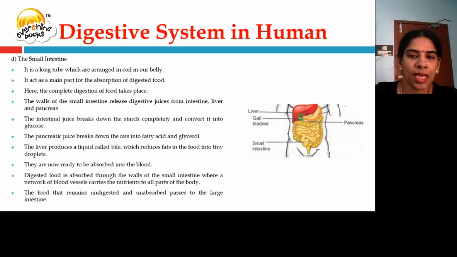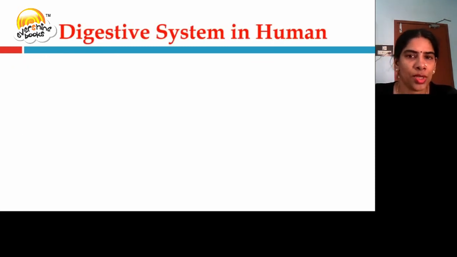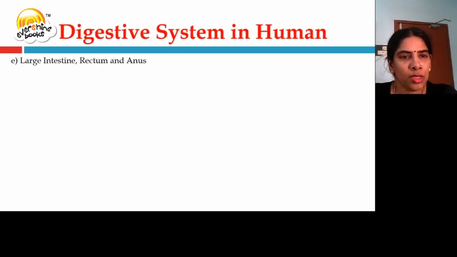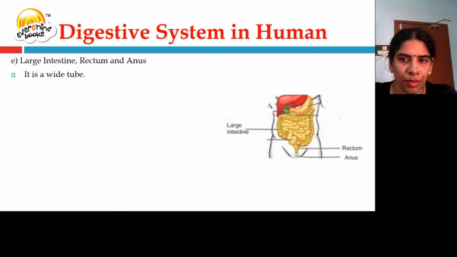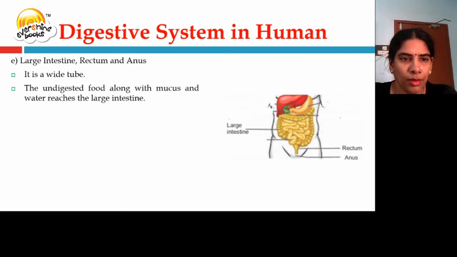The food that remains undigested and unabsorbed passes to the large intestine. What happens in the large intestine? We know that the large intestine is a wider tube than the small intestine. The undigested food along with the mucus and water reaches the large intestine.